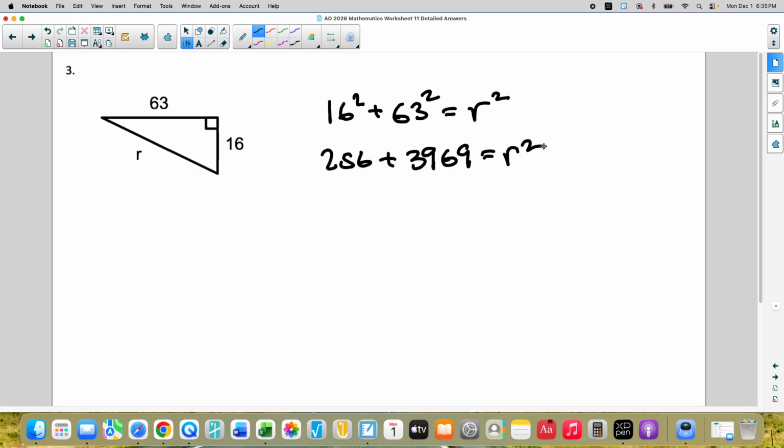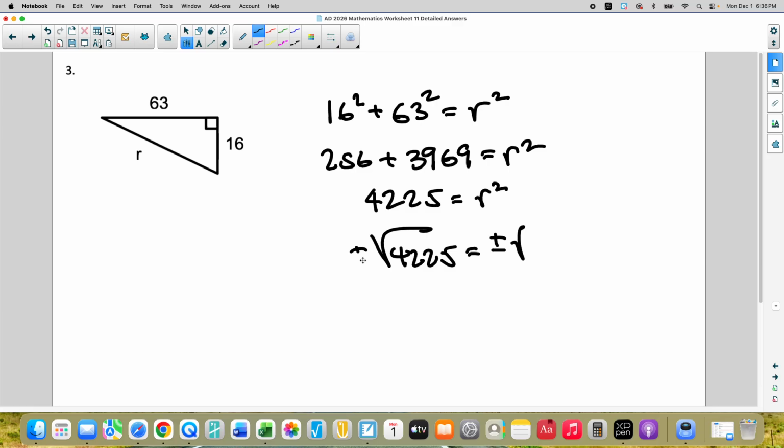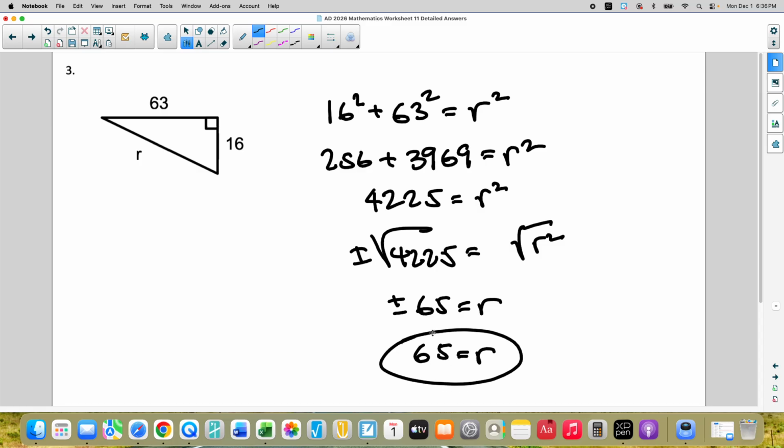And we'll add the 256 to that and get 4,225 equals the hypotenuse squared. Take the square root. The square root of 4225, plus or minus, r squared, gives us plus or minus 65 equals r. So r equals positive 65.